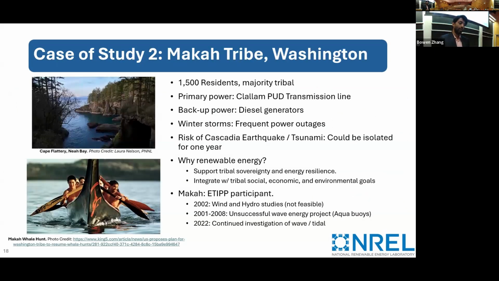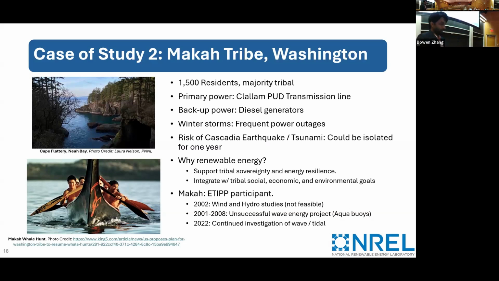Then, the other case study we performed was on the Makah tribe in Washington, where there are around 1,500 residents. The main power supply is from the transmission line, but the backup power for that community is a diesel generator. Because of tsunamis and earthquakes, this region sometimes can be isolated for more than one year if a huge tsunami hits that location.